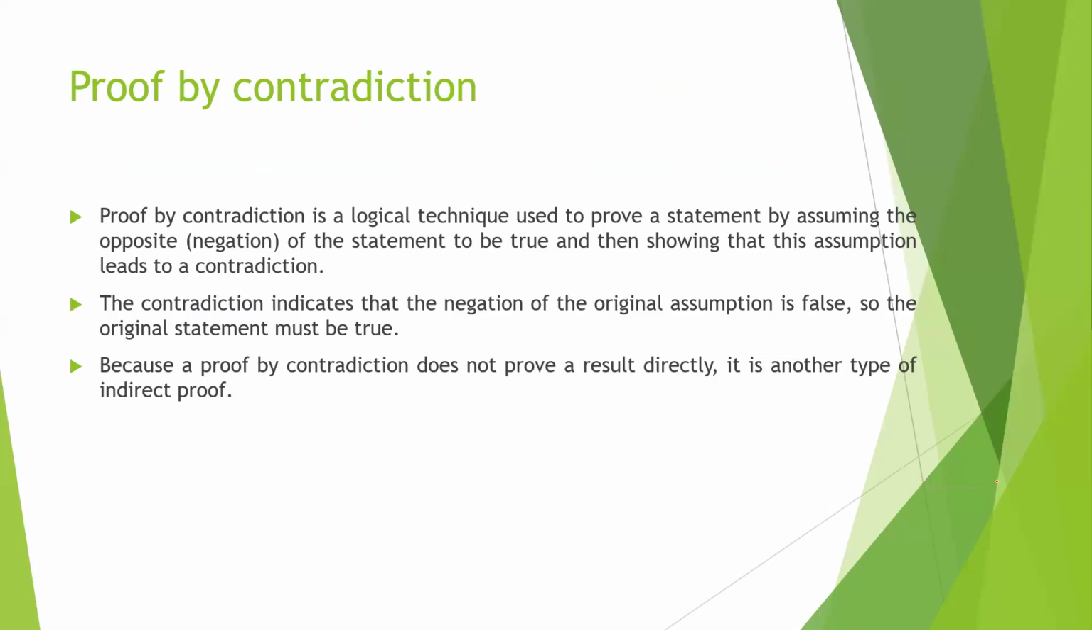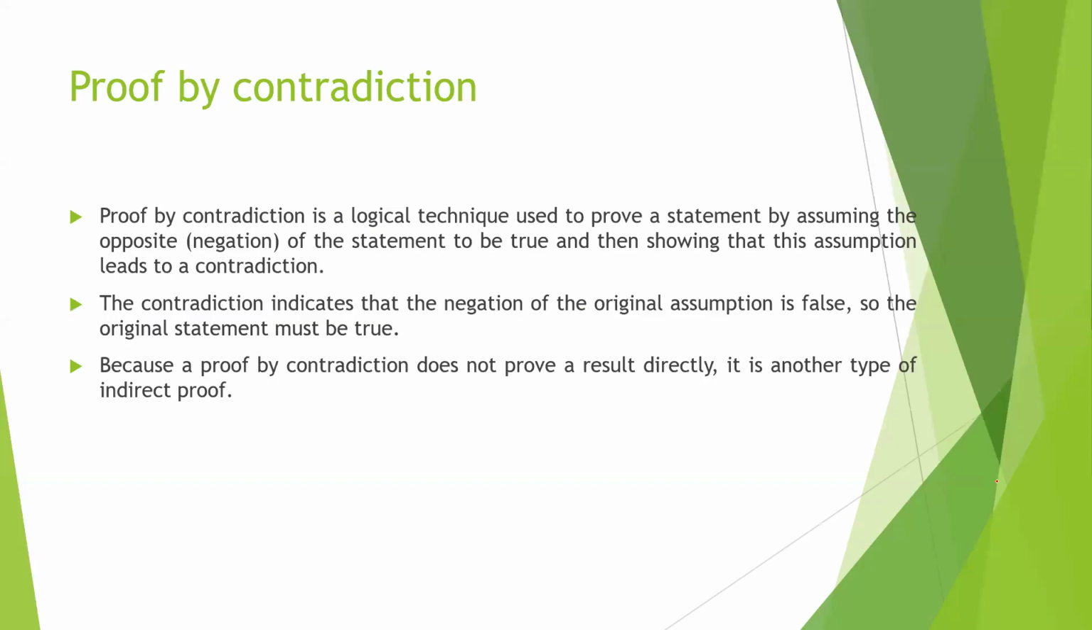Contradiction means negation of a statement. So the proof by contradiction is a logical technique used to prove a statement by assuming the opposite of the statement, that means negation of the statement, to be true, and then showing that the assumption leads to a contradiction. So when the statement is taken, the negation of the statement is shown to be true.